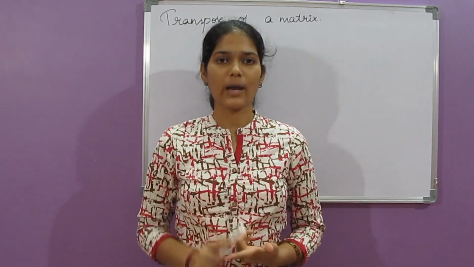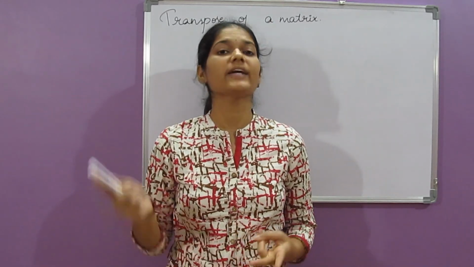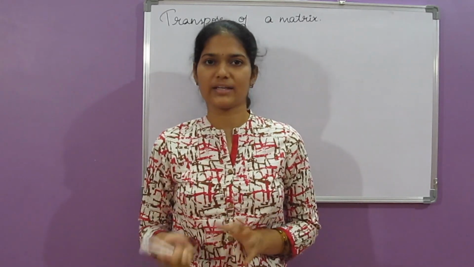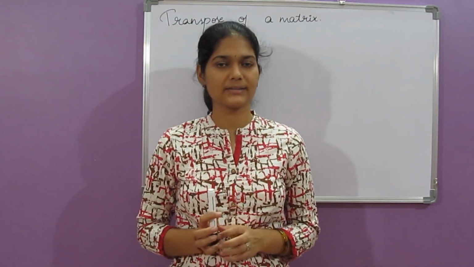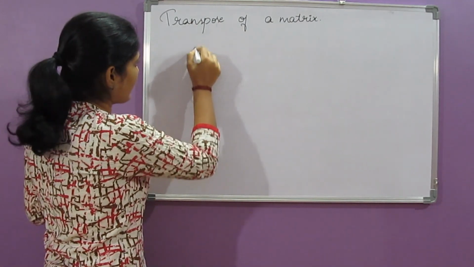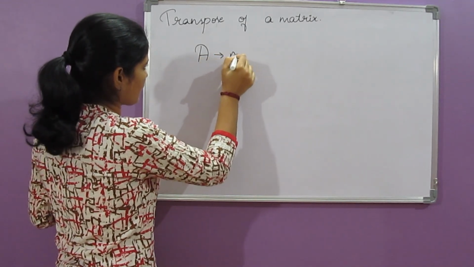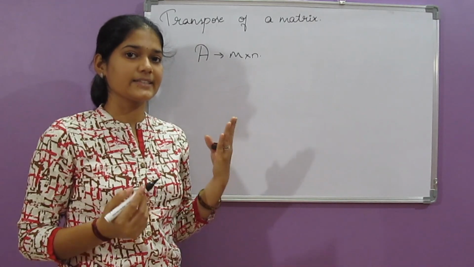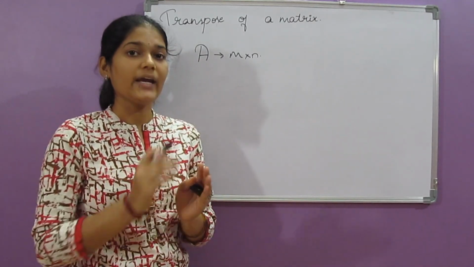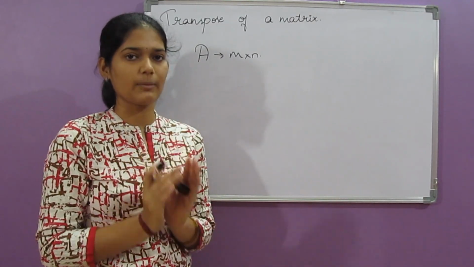In this video, I am going to give you transpose of a matrix and symmetric and skew-symmetric matrices. First, let us see what is a transpose of a matrix. Let A be a matrix of order m cross n. Then, the transpose of this matrix is obtained by interchanging rows and columns of the matrix.